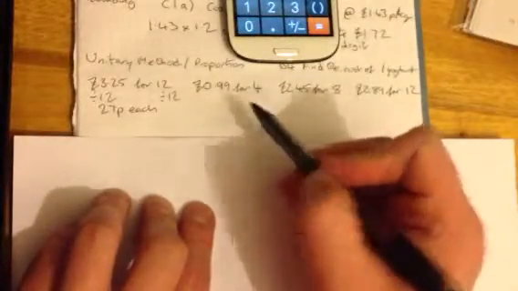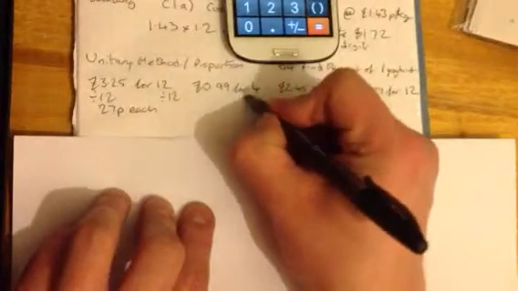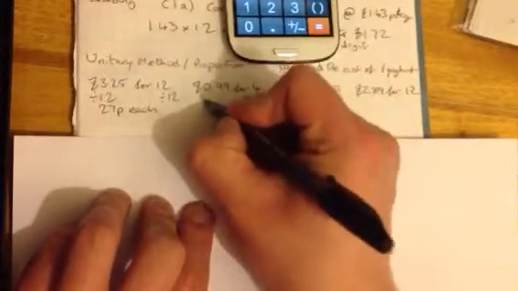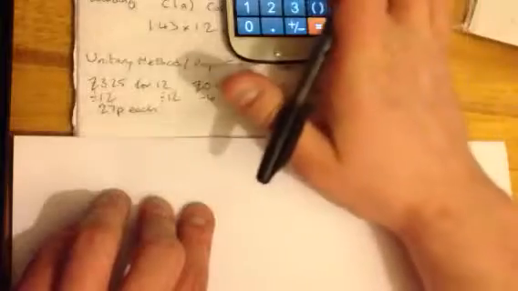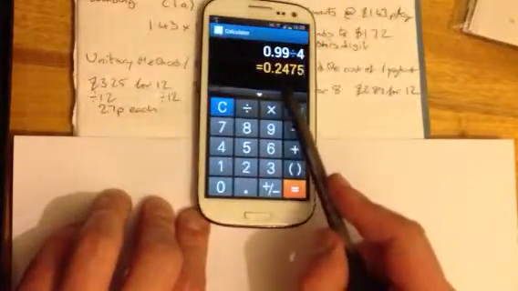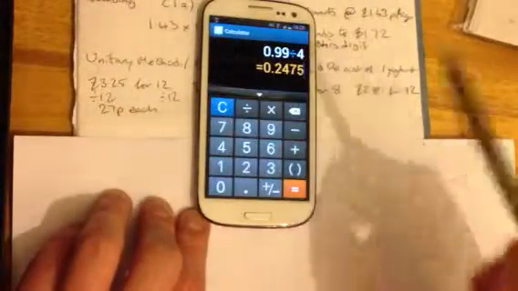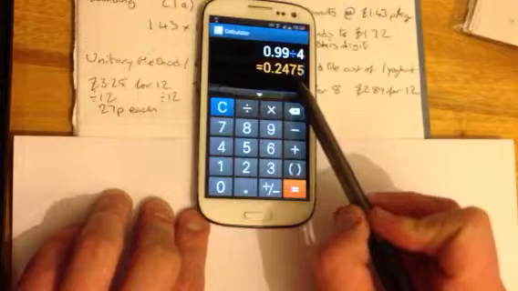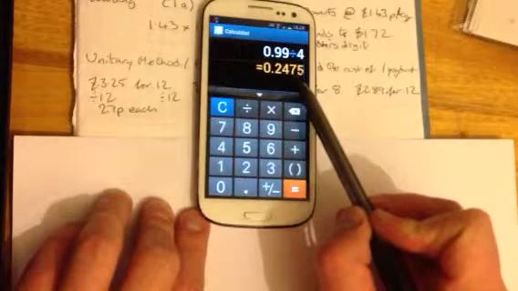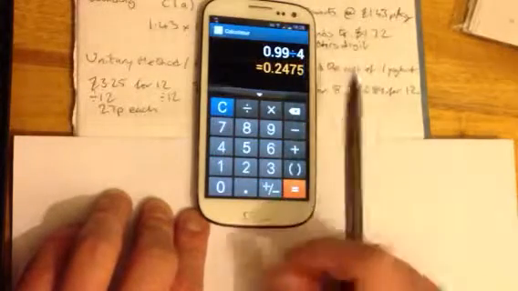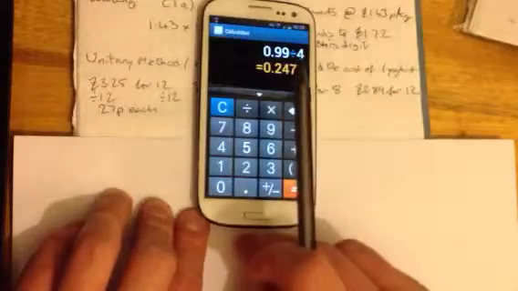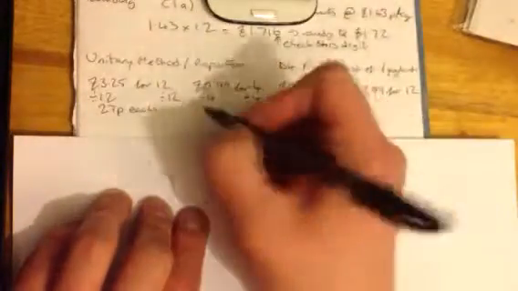Okay, the next one, we've got 0.99. There's 4 in a pack, so to find the price of 1, we need to divide by 4. So 0.99 divide 4. 0.2475. Okay. Again, that third digit is the one that we use to decide how we're going to round. That's a 7, greater than a 5, so we need to round up. So we're going to round up to 25p each.